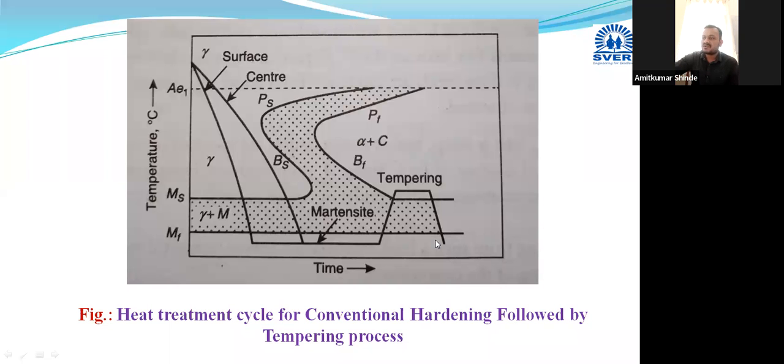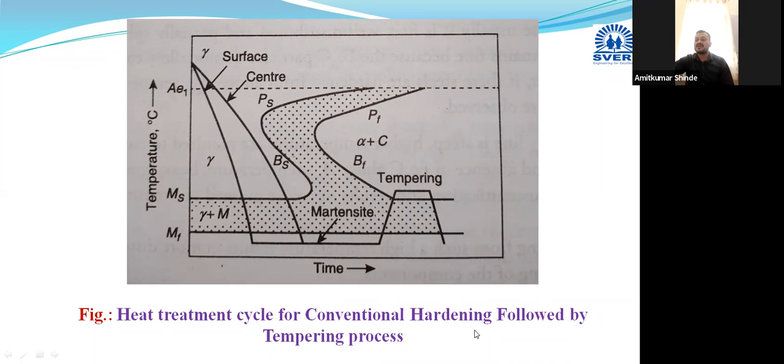Now what will be the output or what will be the microstructure at the end of this hardening plus tempering? We will get the low carbon martensite here, which will provide very good hardness. Low carbon martensite, or tempered martensite will be there. As we are conducting tempering, tempered martensite will be there. So this is the conventional hardening plus tempering.